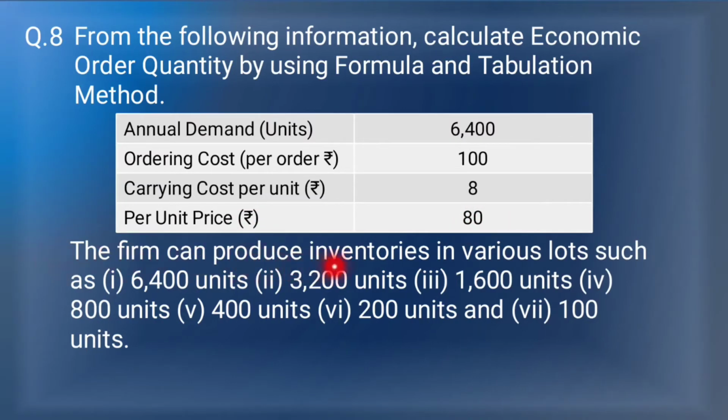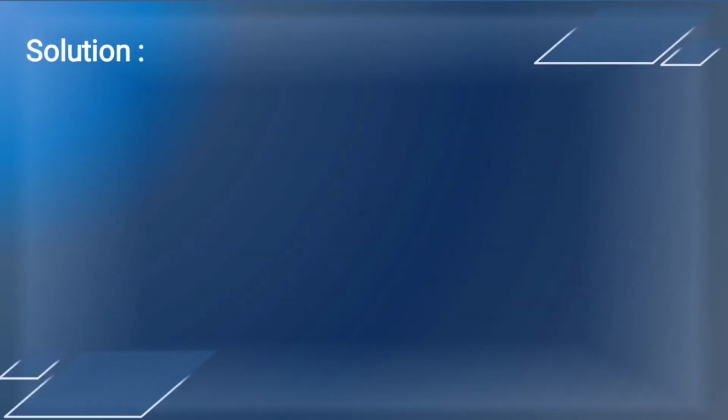The firm can produce inventories in various lots such as first 6,400 units, second 3,200 units, third 1,600 units, fourth 800 units, fifth 400 units, sixth 200 units and seventh 100 units. So let us start with the solution.